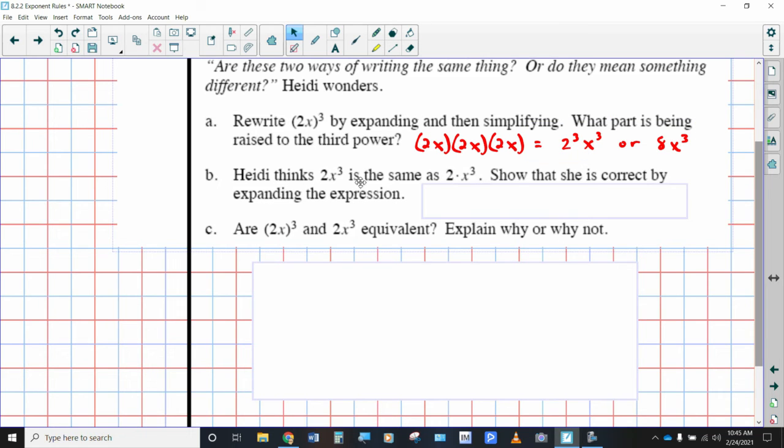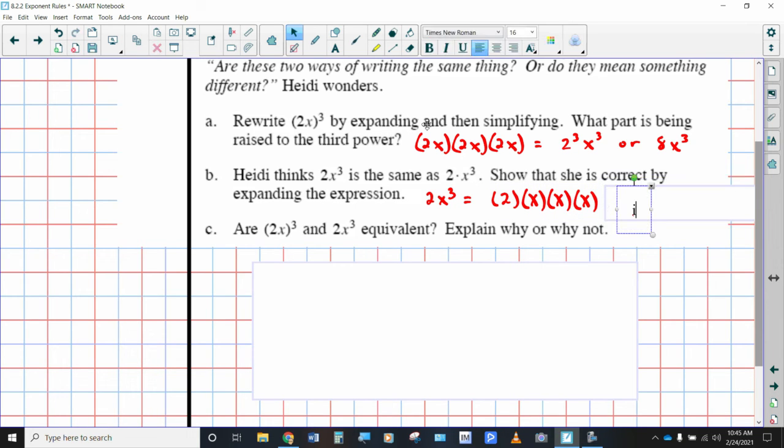This, the exponent only applies to the x, not to the 2. So when we expand this out, 2x to the third power without the parentheses becomes 2 times x times x times x, which becomes 2x to the third, just as she was stating. So this is already in simplest form, whereas this one was not.